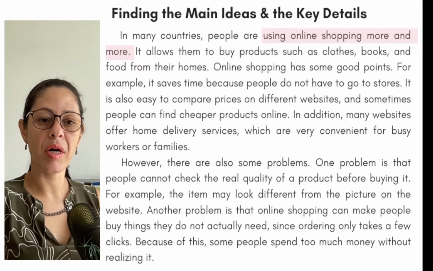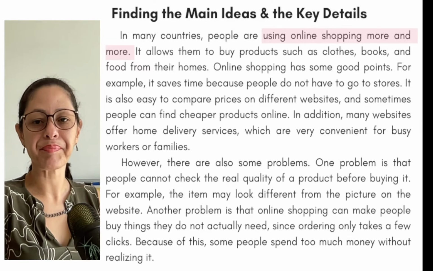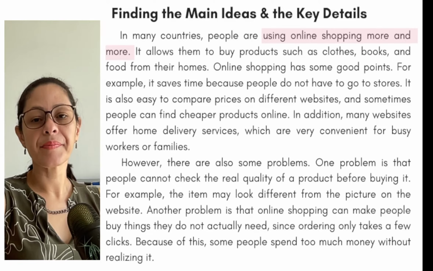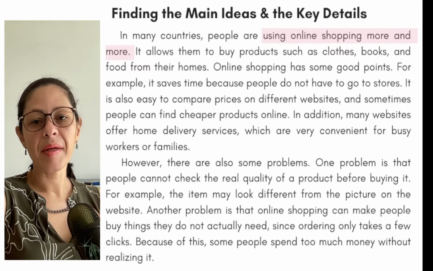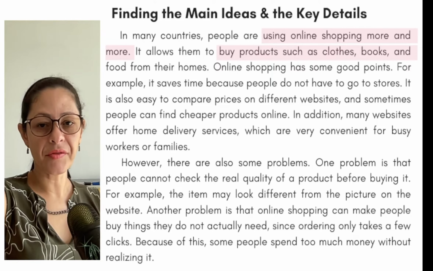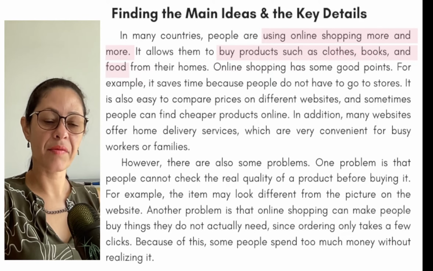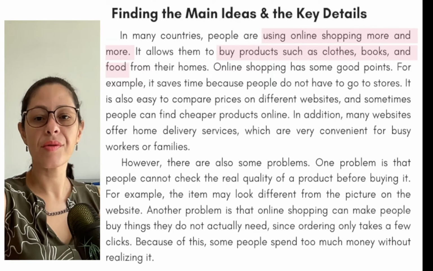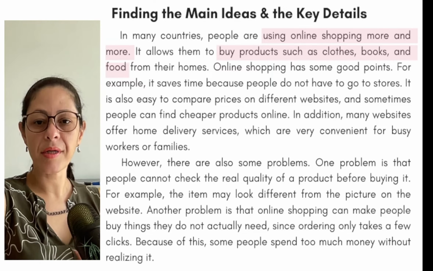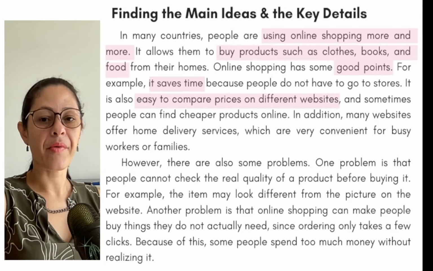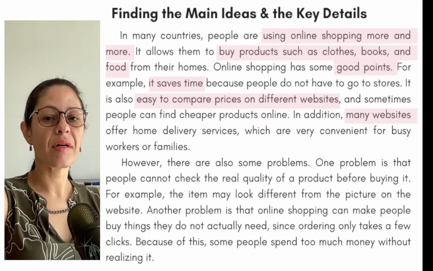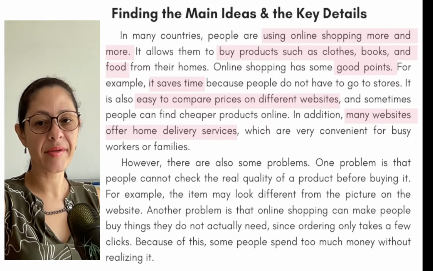The number of online shoppers is increasing. And we can give some examples. What do these shoppers buy? They buy products such as clothes, books, and food. Now we have to ask ourselves, what are the advantages and what are the disadvantages? Okay, so let's start with some good points. What are these good points? It saves time, okay? It's also easy to compare prices on different websites. And many websites offer home delivery services, and this is very convenient.